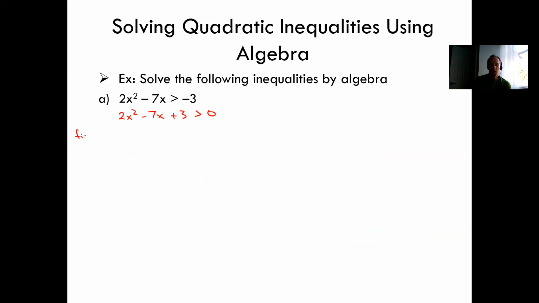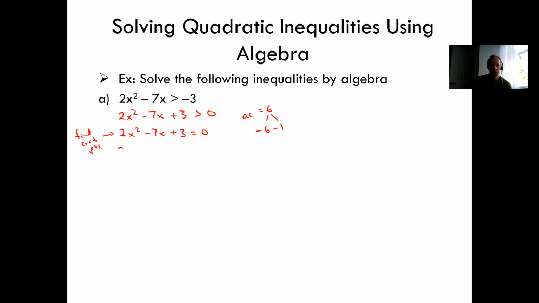Now I want to find the critical points. Finding the critical points is as simple as setting this equal to 0. This is how we solve for x-intercepts, which are critical points. So this one, I believe, is factorable. Maybe I won't be a hero and skip too many steps, but let's see. I'm just going to use the AC method. AC, 2 times 3 is 6. So my numbers have to be -6 and -1.